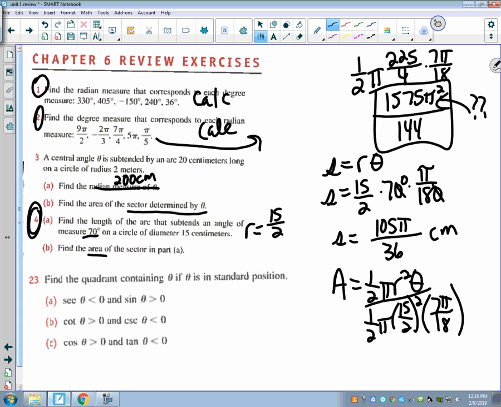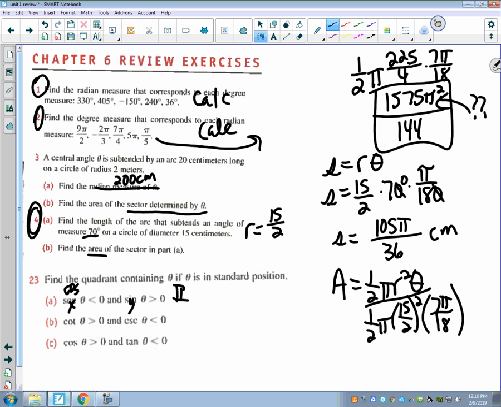Okay. Number 23. Find the quadrant. So this is just knowing that secant is the same as cosine. And so cosine is negative and sine is positive. So that's like saying the x is negative and the y is positive. So that would be quadrant 2.